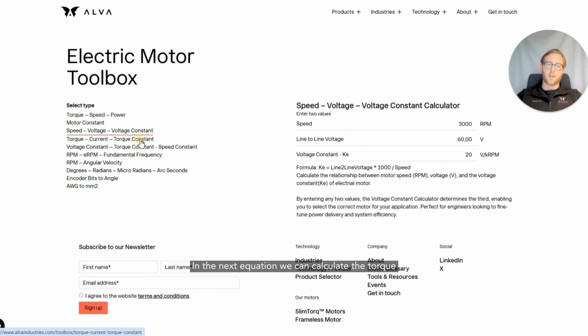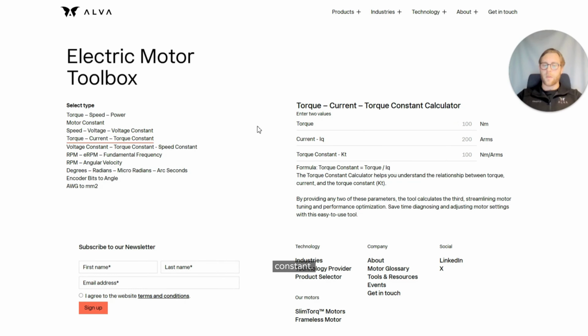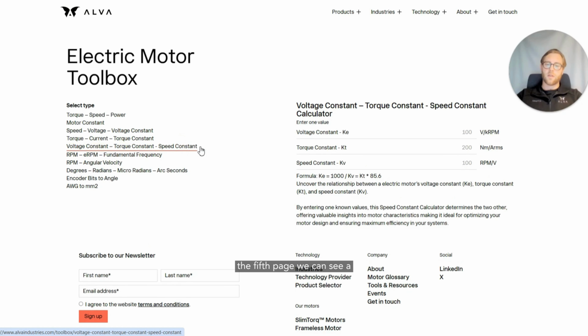In the next equation, we can calculate the torque constant. Or we can use this equation to understand what torque constant I need in order to reach a specific torque if I have a limitation on my current. In the fifth page, we can see a correlation between a few of these motor parameters. In this page, I also only need to enter one value.